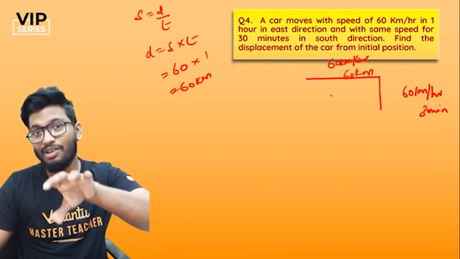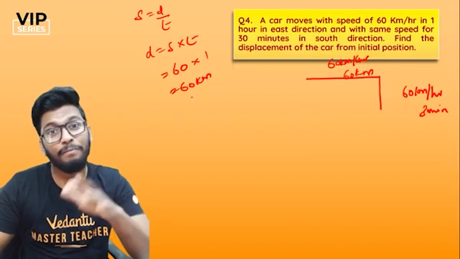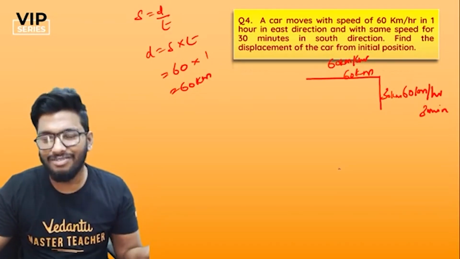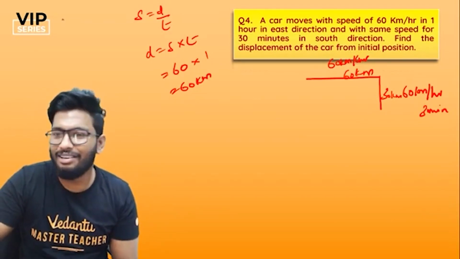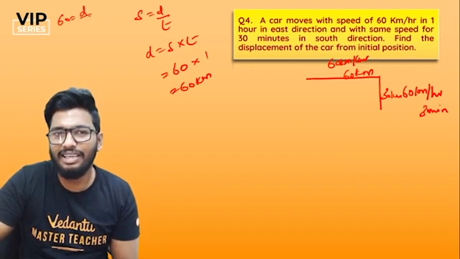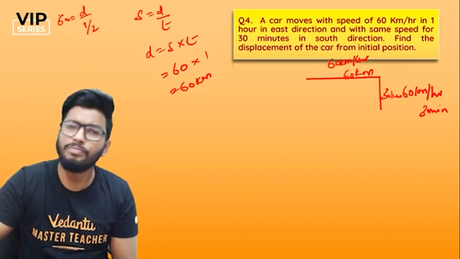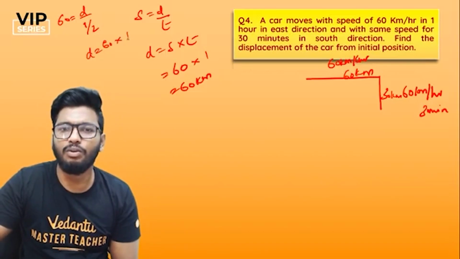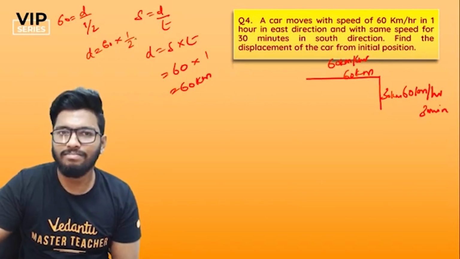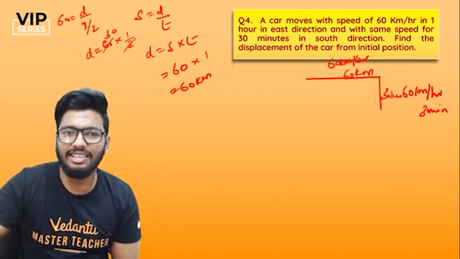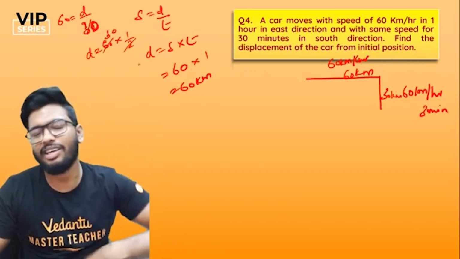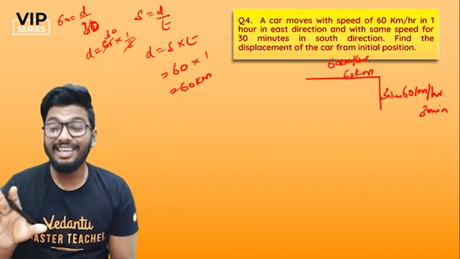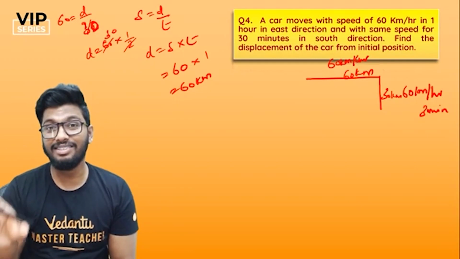Now, if the same car is going with the same speed, but this time travels for half an hour, what would be the distance traveled? 30 kilometers. Why? Because he's taking half the time, so half the distance. Again, calculate it if you want to. 60 is equal to d by time taken, which is 1 by 2. So distance is speed into time, 60 into 1 by 2, so yeah, 30. So distance traveled is 30 kilometers. Now, see, the total distance traveled is 60 plus 30, that's 90 kilometers.